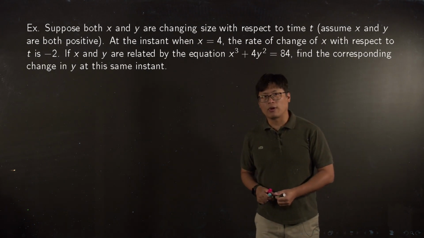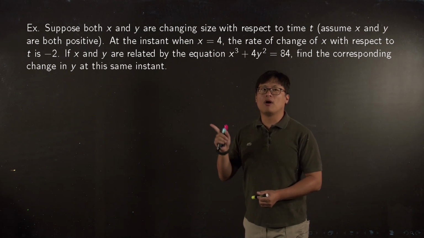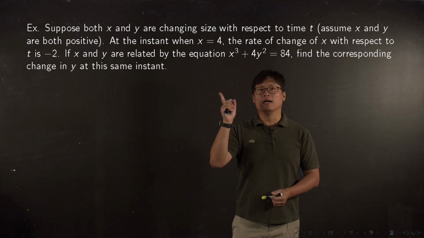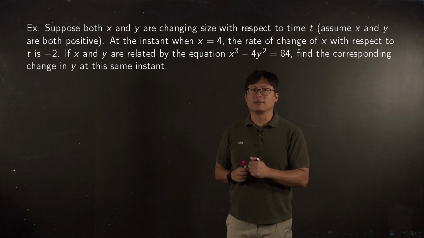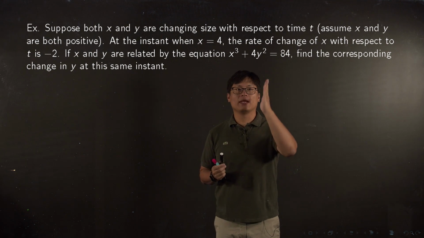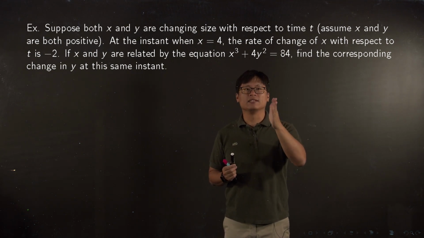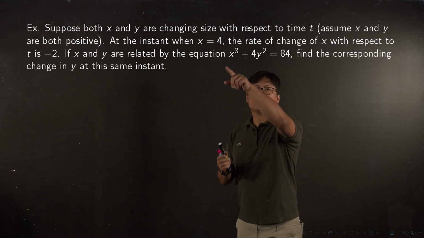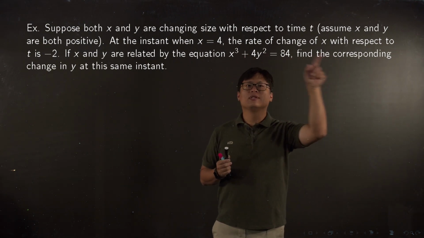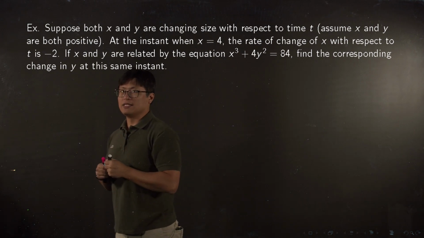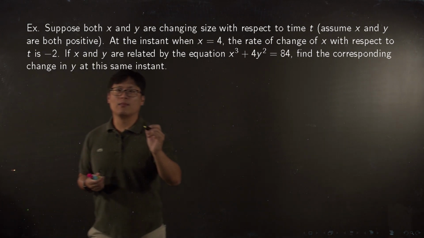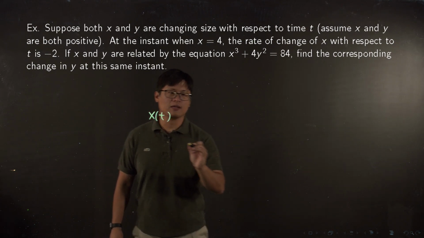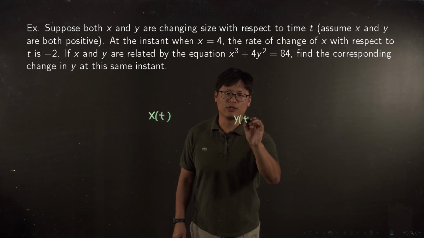Let's start from this problem, okay? So as you can find in the problem, you have two variables, x and y. But both of them, they assume they are both positive, okay? And also, we're gonna talk about the instant when x equal to 4, okay? And then look at this line. The rate of change of x with respect to t is minus 2. What does that mean? Let me write here. You have first variable x of t. The second variable is y of t. You will find this one in the problem later.